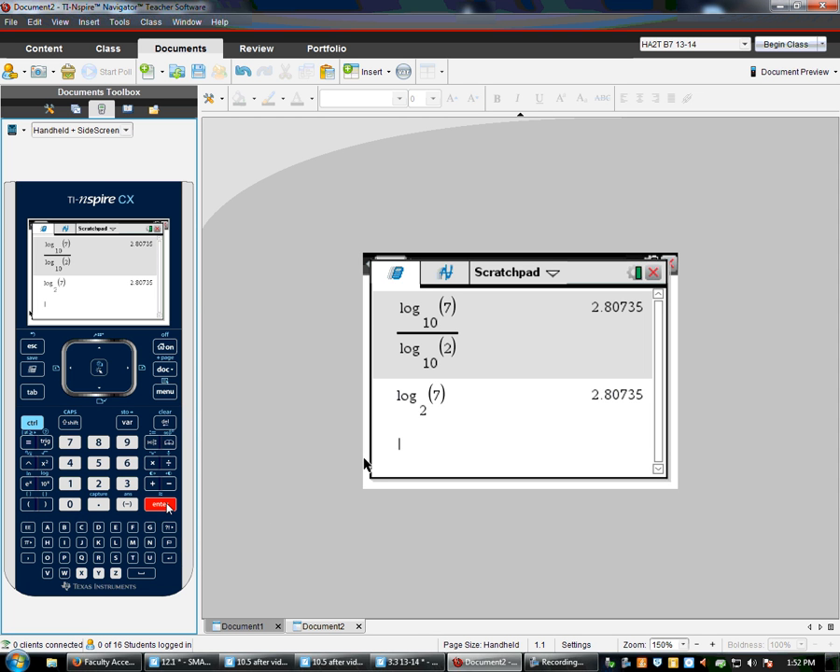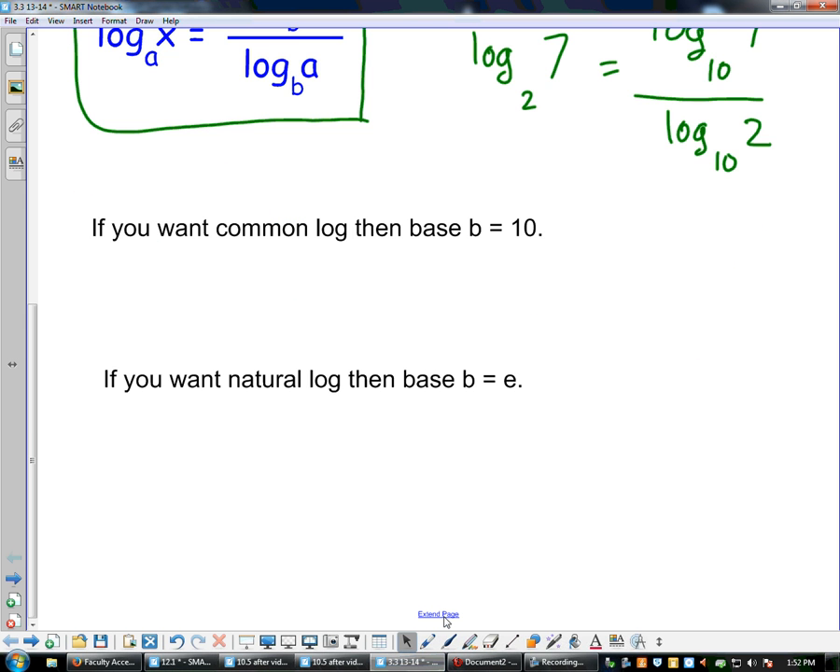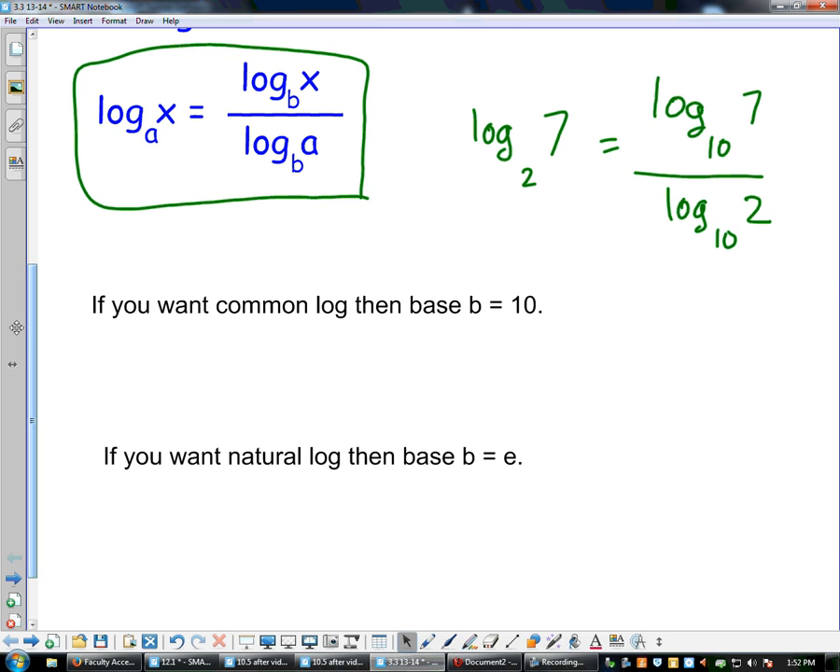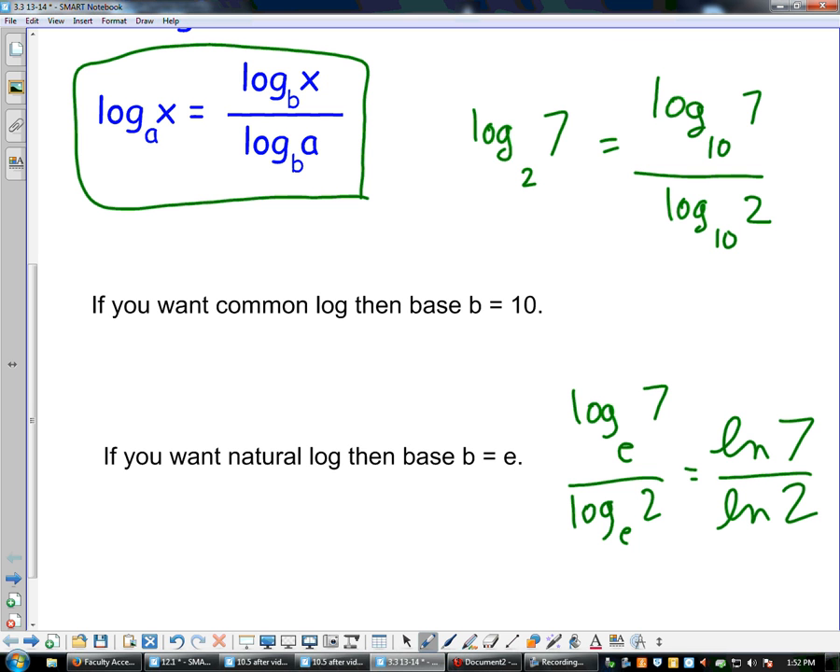Again, very handy, very necessary for anyone who does not have a TI Nspire and wants to evaluate something that does not have one of the 2 standard built-in bases. The 2 standard built-in bases are base 10 or base e. So again, if we wanted to solve log to the base 2 of 7 using base e, we could have just said log to the base e of 7 over log to the base e of 2, which could be written ln of 7 over ln of 2. You can try that one out yourself on your calculator and see if you still get 2.8 as your answer. All right, so that's the change of base formula.